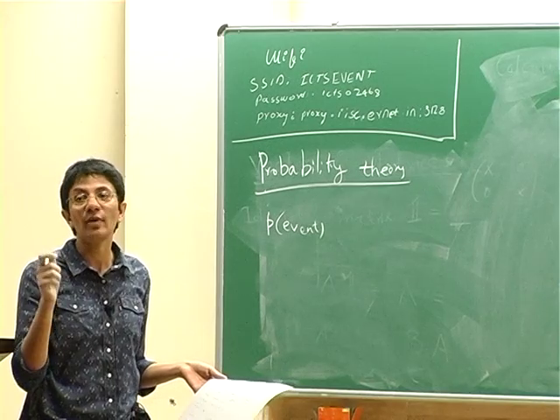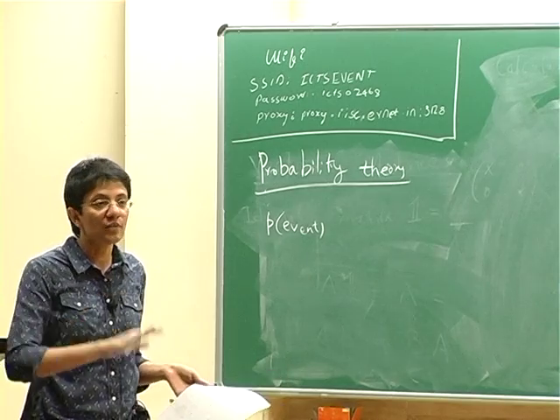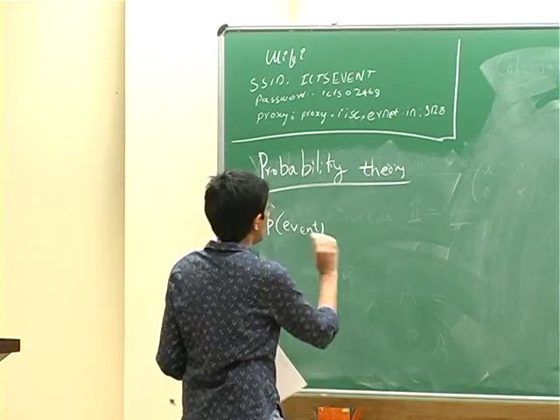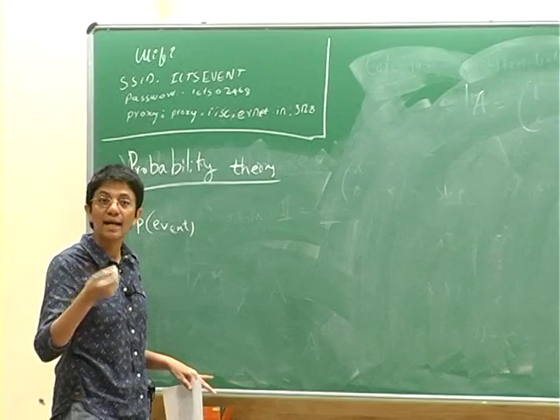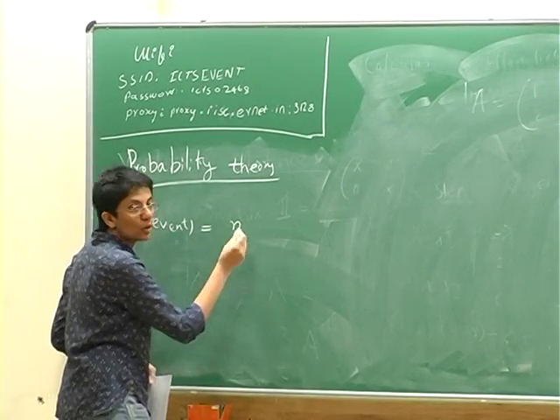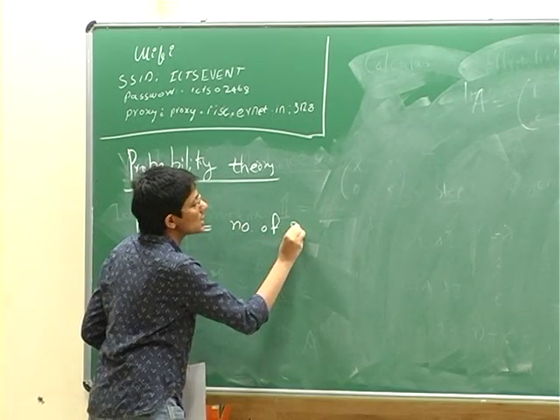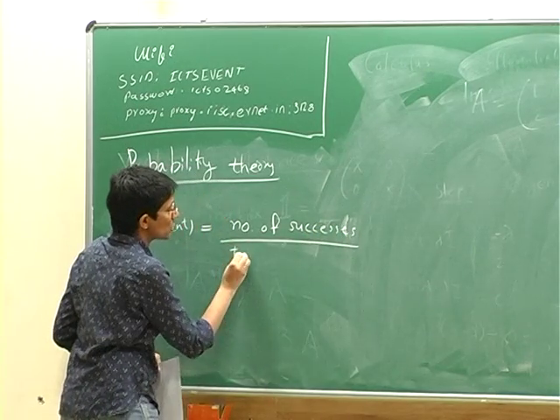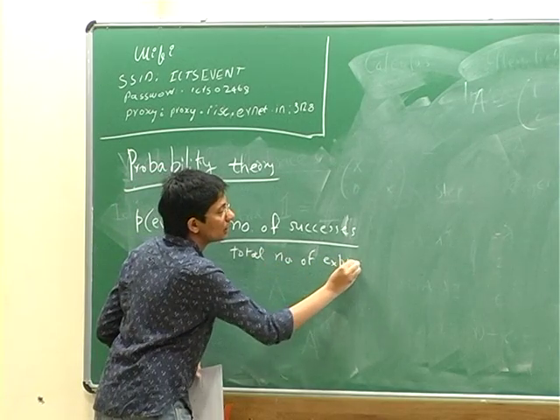1 by 2. But when you're saying 1 by 2, you're assuming that your coin is extremely good, for which head is as good as tail. In general, it's not true, but I'm pointing out that you have made an assumption in saying half. The definition of probability of an event is the number of successes divided by the total number of experiments. That's the basic definition.